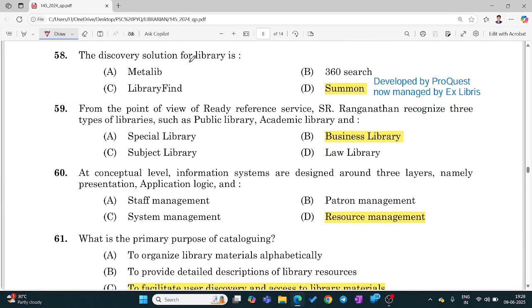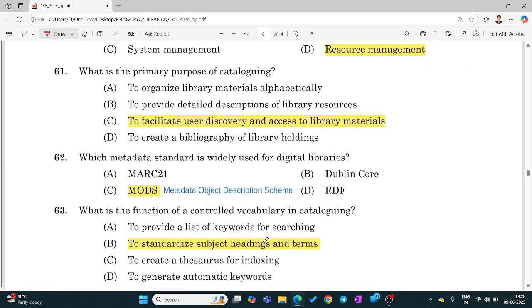The discovery solution for library is Summon. From the point of view of ready reference service, S.R. Ranganathan recognized 3 types of libraries, such as public library, academic library, and business library. At the conceptual level, information systems are designed around 3 layers, namely presentation, application logic, and resource management.